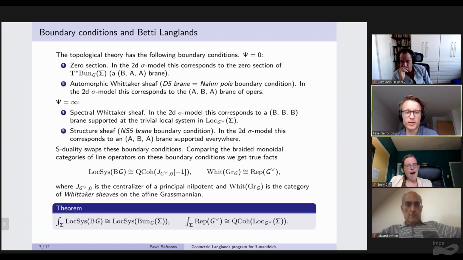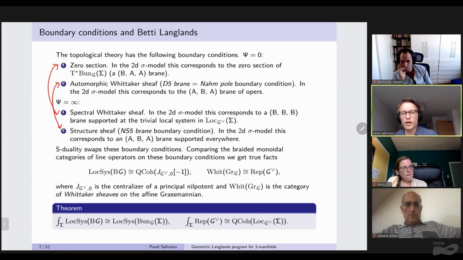Okay, so these are two boundary conditions at psi equals zero. And then there are also two boundary conditions at psi equals infinity. One of them is the spectral Whittaker sheaf. Again, if you compactify it to a B model description, there's some rather interesting B brane, which is supported just at the trivial local system in the moduli space of flat G-check connections. So these two are exchanged under Langlands duality, and these two are exchanged as well.